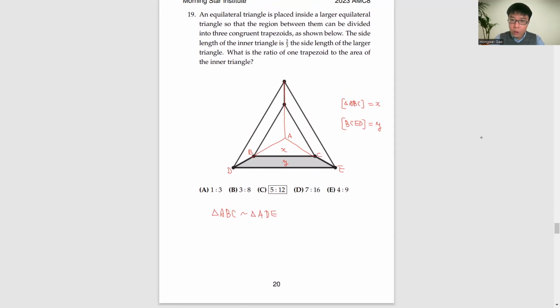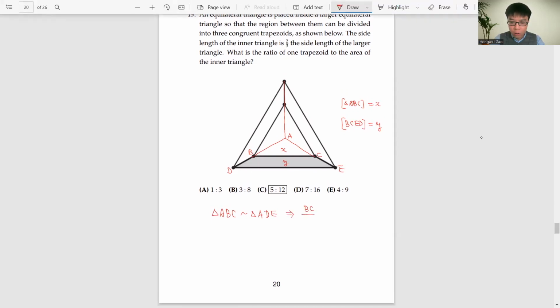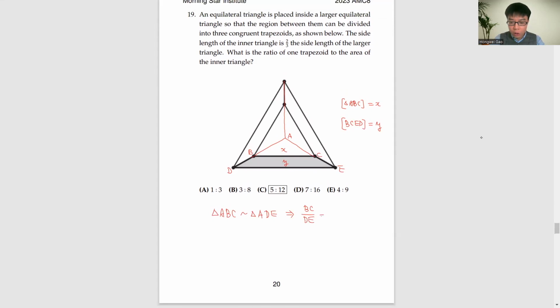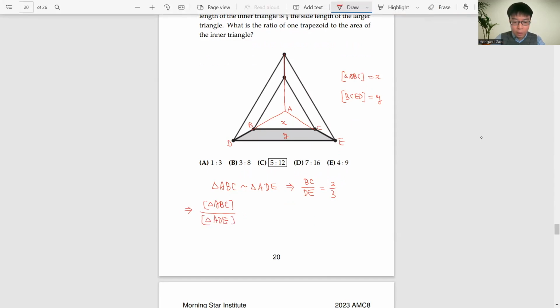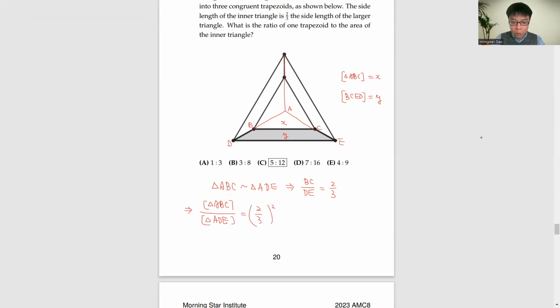Now, by the ratio of sides, we have BC over DE is given as 2 over 3. In this way, we can find the ratio of their areas. Triangle ABC, the area, over triangle ADE, the area. It's the square of the ratio of the sides, which equals 4 over 9.